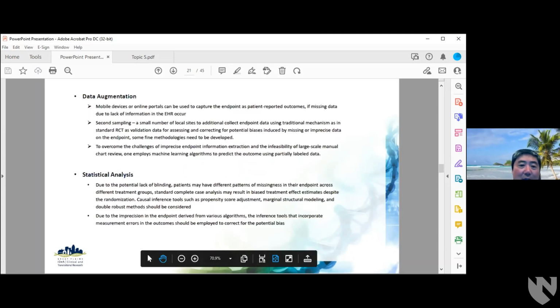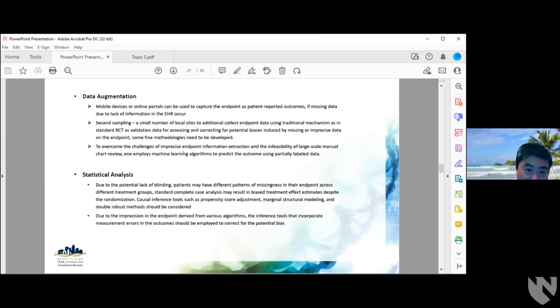Endpoint. There's also a lot of missing data. Another thing that can help is some kind of data augmentation. The mobile device is now widely applicable, so sometimes you can think about a strategy to utilize the mobile device to gather information and capture the endpoint that the chart may not contain.